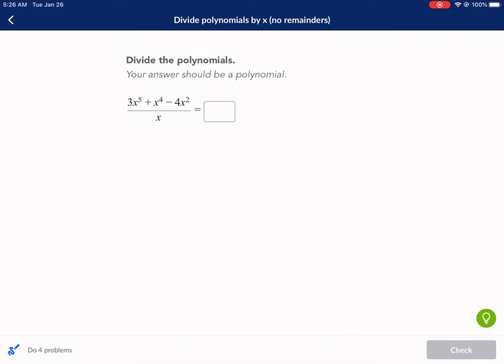We are doing a Khan Academy tutorial on divide polynomials by x with no remainders. This is a great intro into polynomials and division with polynomials. Let's go ahead and get started.